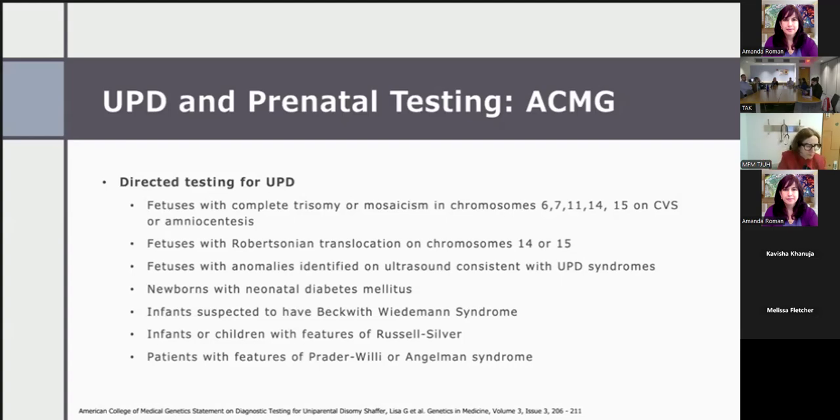Fetuses with Robertsonian translocation on chromosomes 14 and 15 should also be tested. Both familial Robertsonian translocations and de novo translocations are considered to be at risk for uniparental disomy. Also fetuses with anomalies identified on ultrasound consistent with uniparental disomy syndromes, and this can be difficult because a lot of the time we really can't make these diagnoses based on ultrasound. Also newborns with neonatal diabetes mellitus, infants suspected to have Beckwith-Wiedemann syndrome, which we actually had just a few weeks ago, infants or children with features of Russell-Silver, and patients with features of Prader-Willi or Angelman.